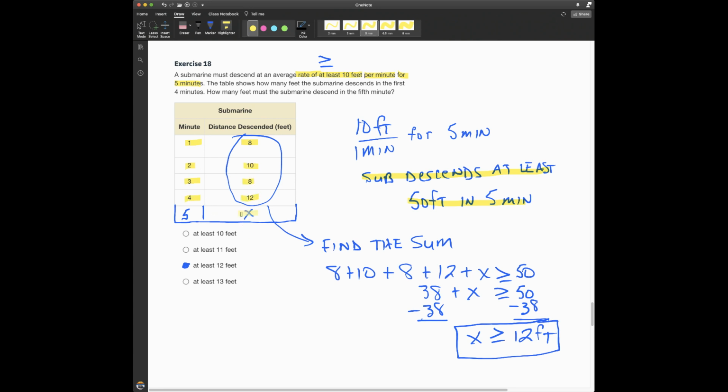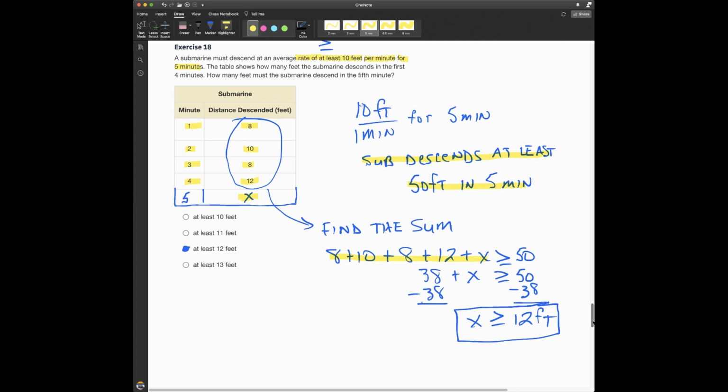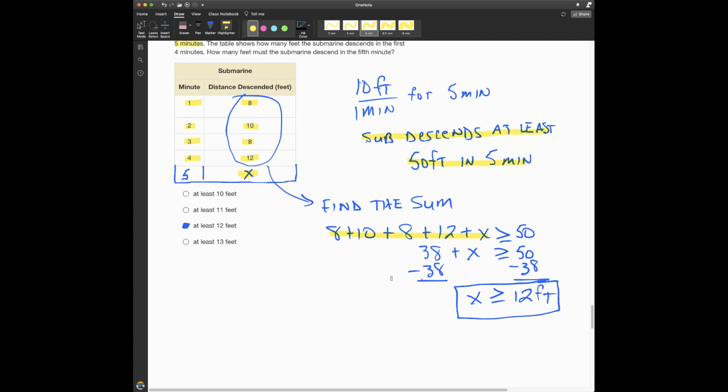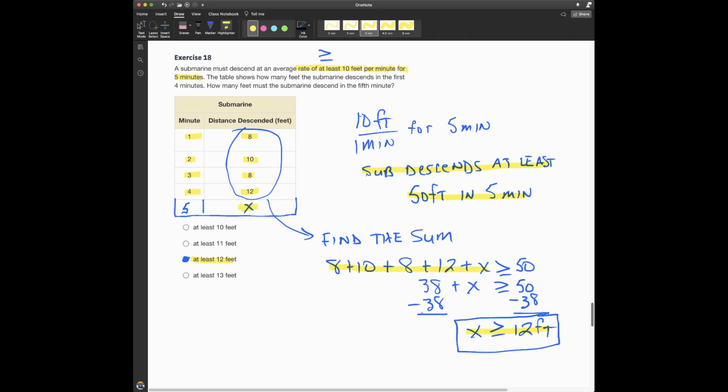In the 5th minute, you don't know, and that's what you have to figure out. When you add all these together, the total has to be at least 50. So I just do the math down here. I have an equation, I add those numbers together, and I subtract 38. So in the 5th minute, the sub has to descend at least 12 feet. That's what this means. All right, that's 18.